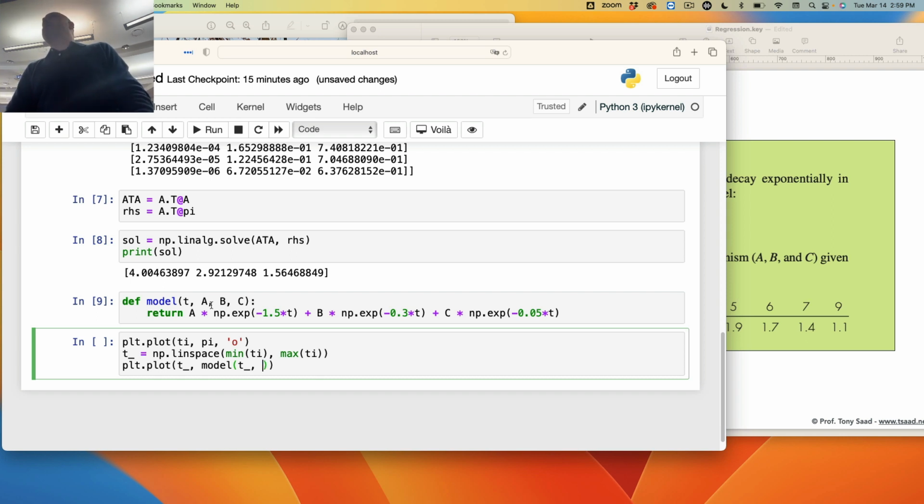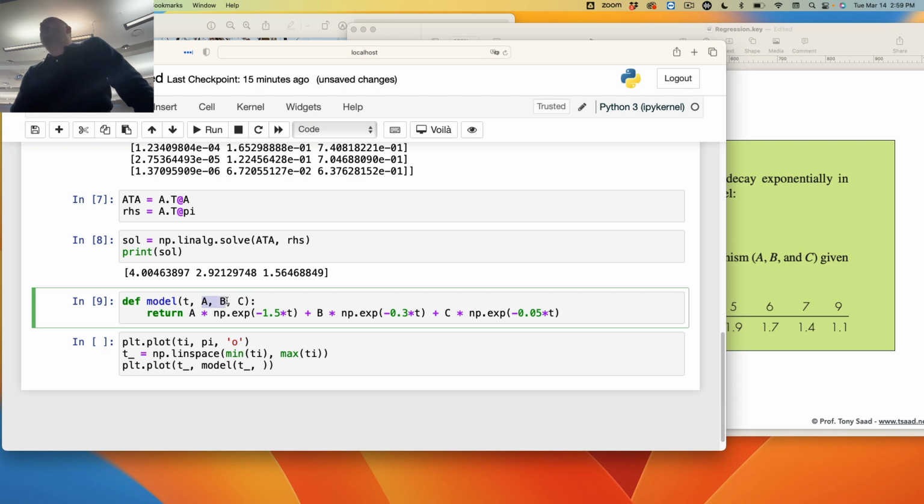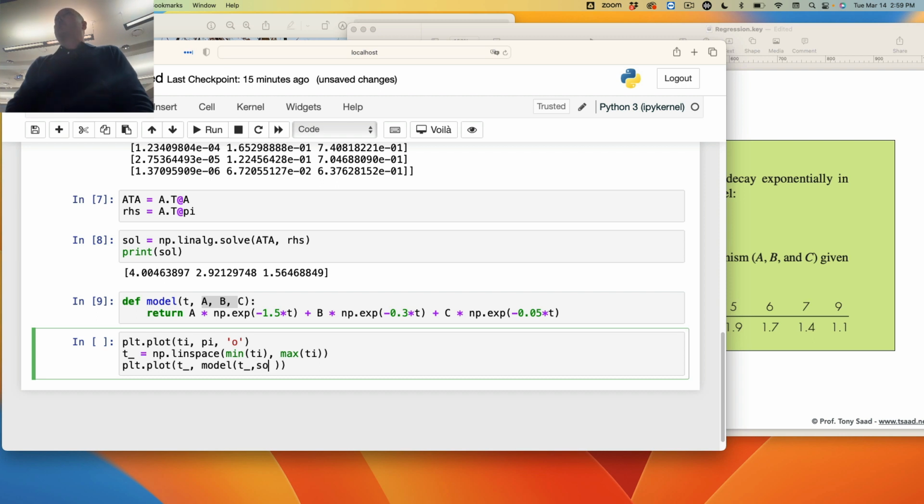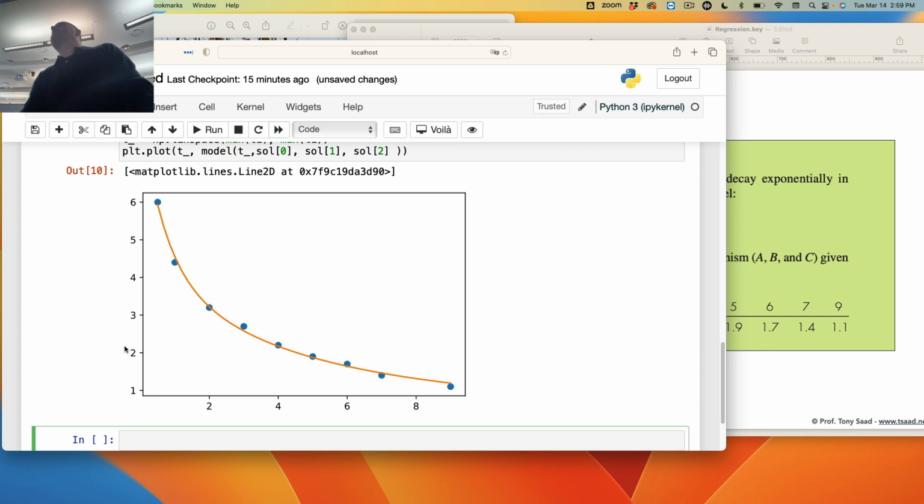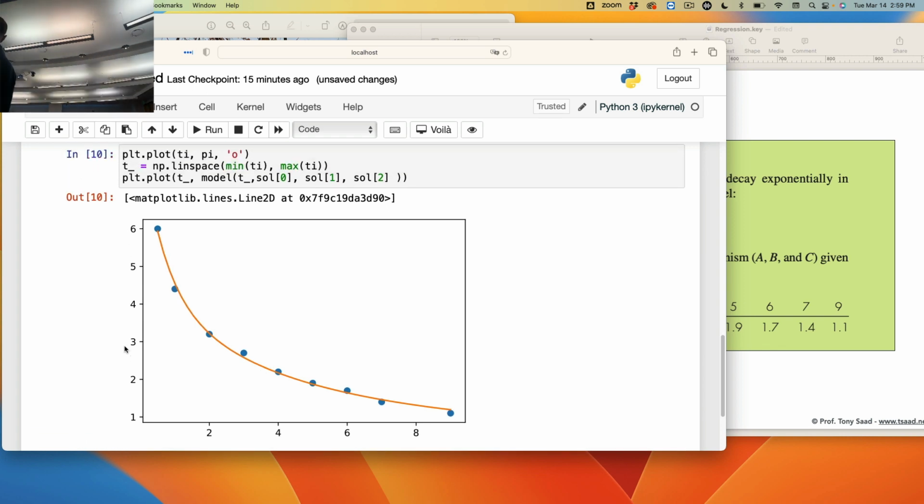Now this model, the way I designed it, it takes three parameters, a, b, and c. So you could put sol 0, right, that's a, sol 1, that's b, and sol 2, that's c, right? Because the solution, sol, contains a, b, and c. Are you with me? So if I do that, look at that. That's our regression model. It's almost perfect visually. Okay?